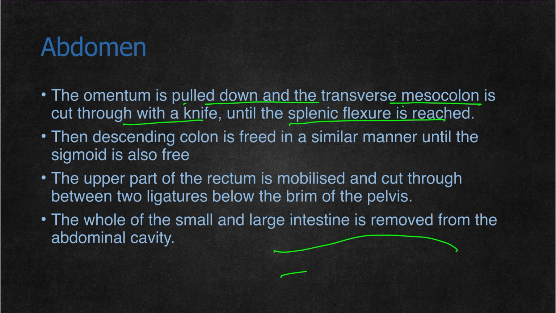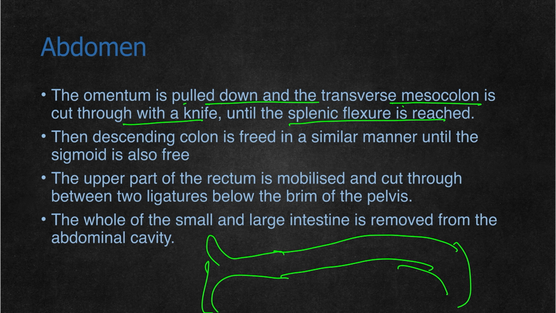Once the transverse colon is reached, the ascending colon and descending colon are separated near the splenic flexure, and the omentum is separated. Then the ascending colon is separated, then the transverse colon is separated, then the descending colon is freed in a similar manner until the sigmoid is freed. So each and every intestinal part, small intestine and large intestine, is freed from its abdominal adhesions. Any abdominal adhesions that are present are dissected out whenever they are separated.